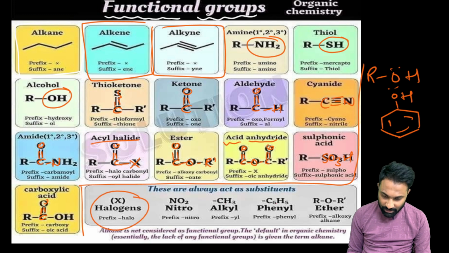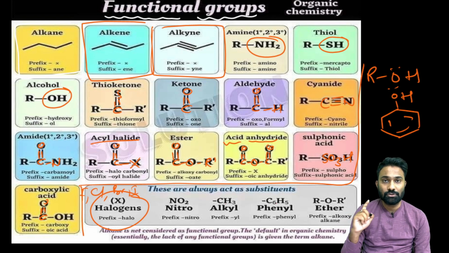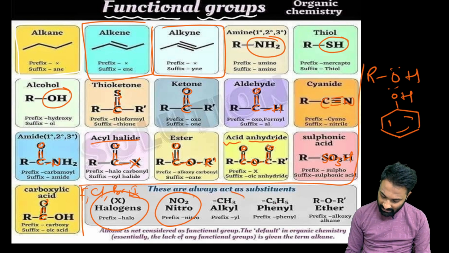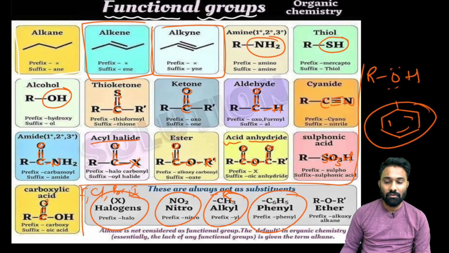Clear? Now halogens. Halogens means, already we know, the 17th group elements we call halogens. That is fluorine, chlorine, bromine, iodine. They will never ever act as a functional group. They will always act as substituents only. Clear? Next, NO2 also will never ever act as a functional group. They will act as substituents only. Clear? Next, alkyl. This is represented as R. Alkyl. Clear? Now the phenyl, this is the phenyl. If the OH is not attached here, this is the phenyl.